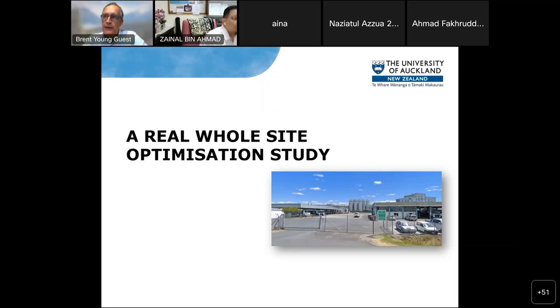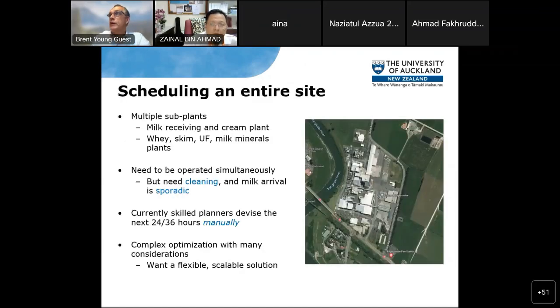Fonterra has several thousand employees and is responsible for something like a third of New Zealand's export earnings. So it's, in some ways, I think the only like globally is Petronas in Malaysia. It's a big company that dominates the economy of our country. We were tasked with looking at optimizing and scheduling for a particular site for Fonterra that had lots of different dairy processing plants.